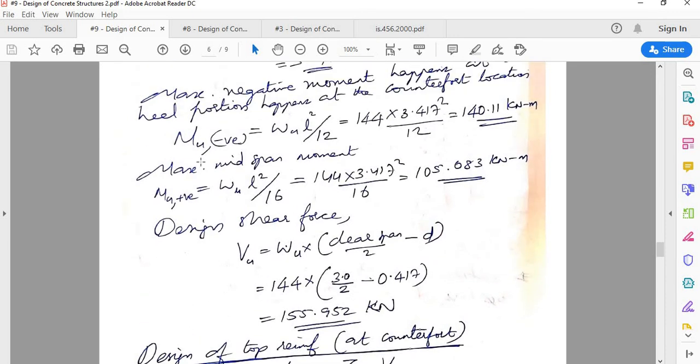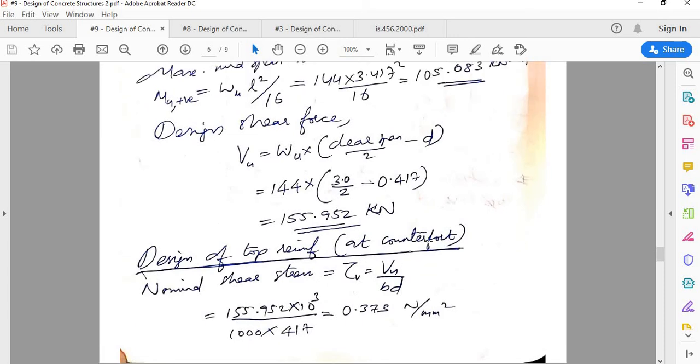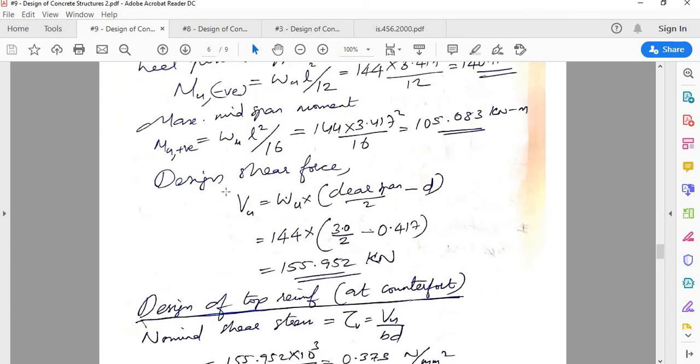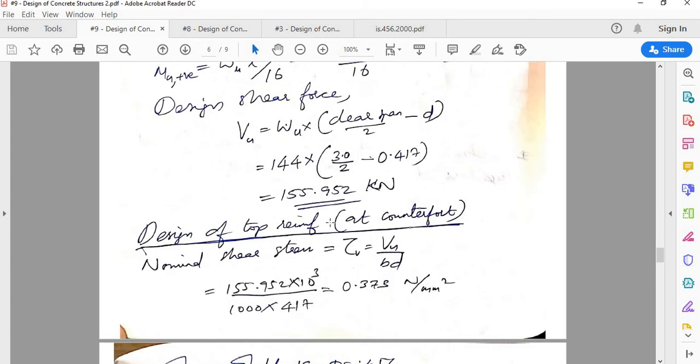Okay, so you calculate bending moment and shear force. Using this bending moment and shear force, you can calculate the reinforcements. Again, we are not providing any stirrups, so the depth itself should meet the shear requirement. For bending moment requirements, separately we have to design it for positive and negative bending moment.